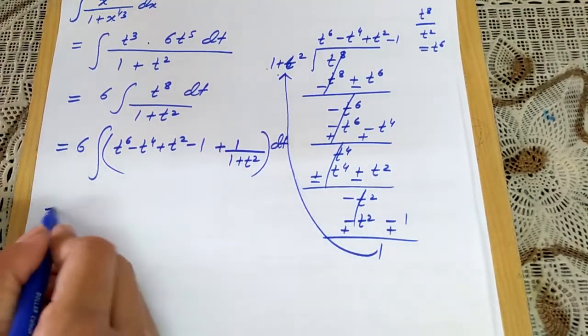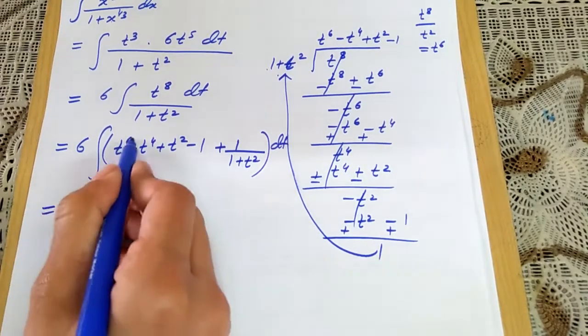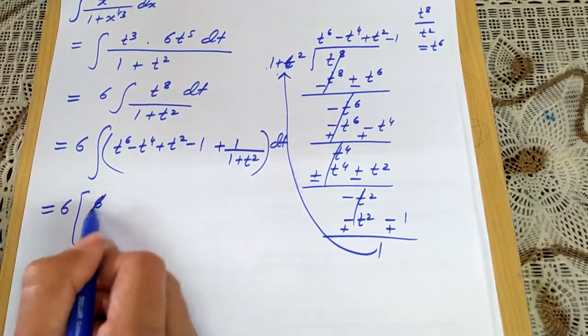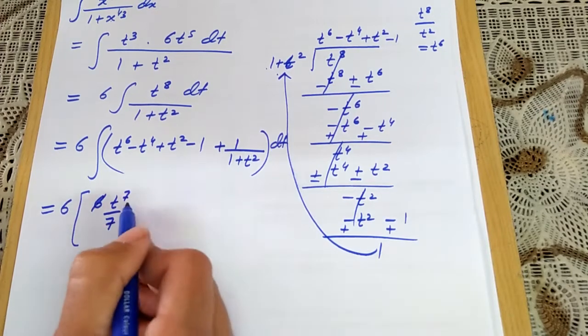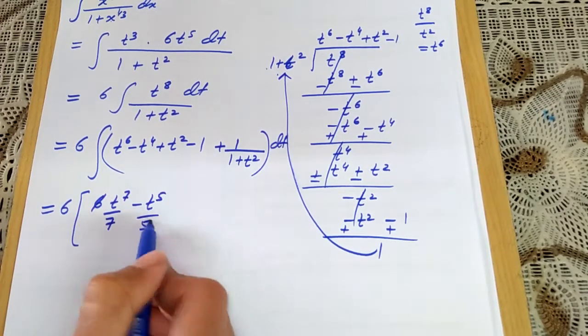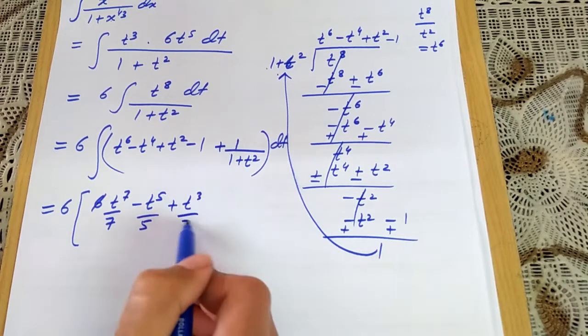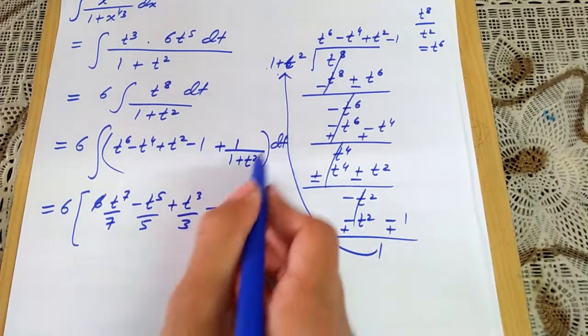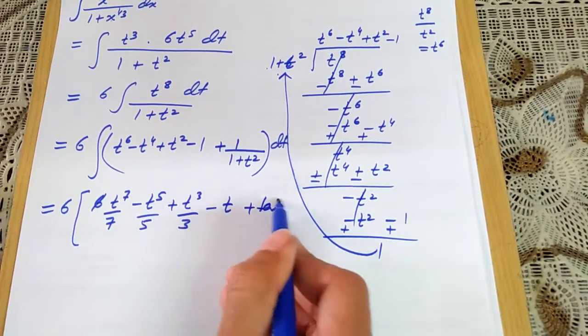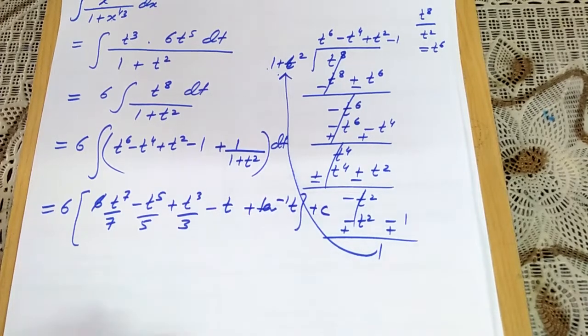Now you can easily integrate it. You know how to integrate it. T raised to power 6 will give you t raised to power 7 over 7 minus t raised to power 5 over 5 plus t cube over 3 minus t. And this integration will give you tangent inverse of t plus constant of integration.